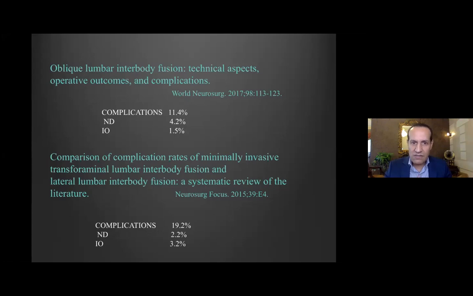The first study is a meta-analysis, even a meta-analysis of meta-analysis studies, and they found the complication overall rate in OLIF is 11.4. And in another systematic review of literature, they found the MIS TLIF complication overall is 9.2. The neurological deficit is more in OLIF, this is 4.2, but none of them is permanent. And the neurological deficit in the MIS TLIF is 2.2. The intraoperative complication around tissue is 1.5 for the OLIF and 3.2 for the TLIF. And both studies are evidence because it's meta-analysis.